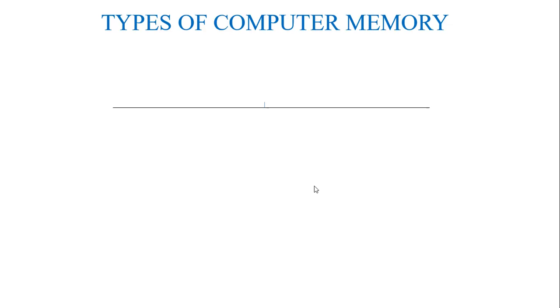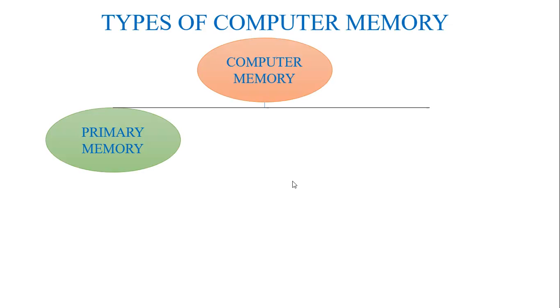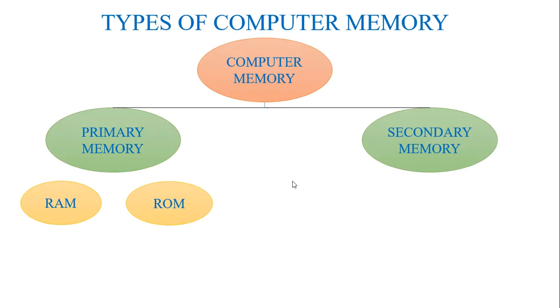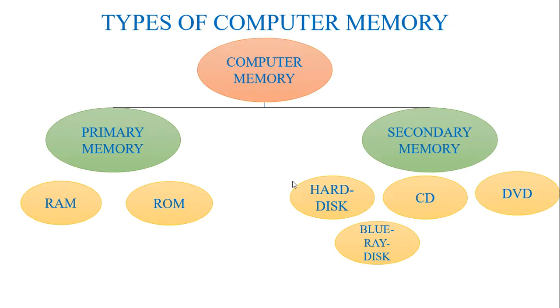So in the previous class we studied memory, what memory is, and the types of memory. Under that we have primary memory, under which we saw RAM and ROM, right? So today we will discuss secondary memory. Which are these secondary memories? Just have a look at that. Hard disk, CD, DVD, Blu-ray disc and pen drive. These are some examples of secondary memory.